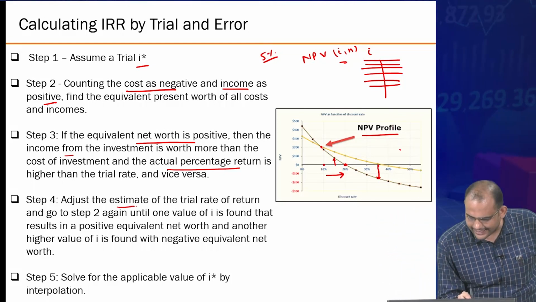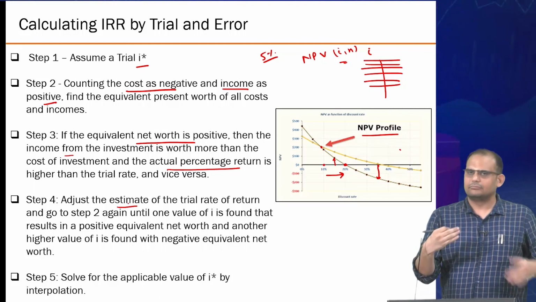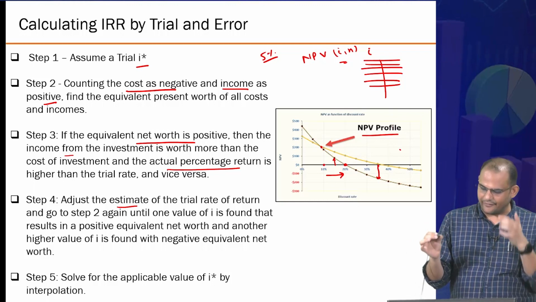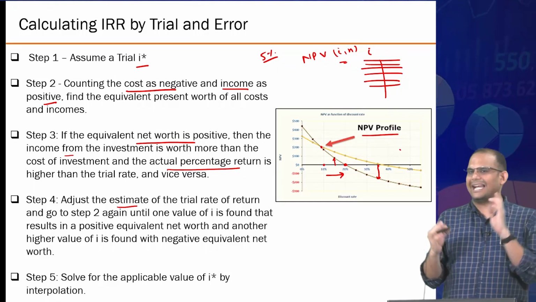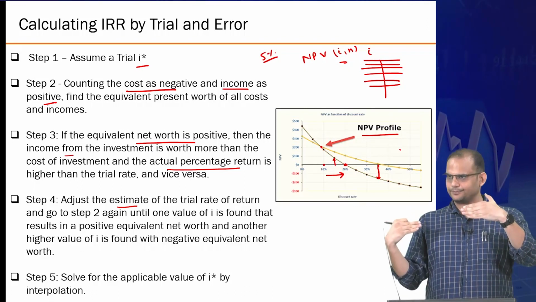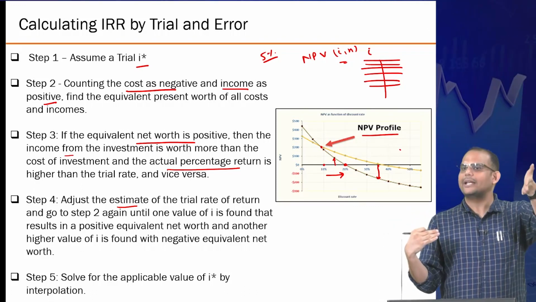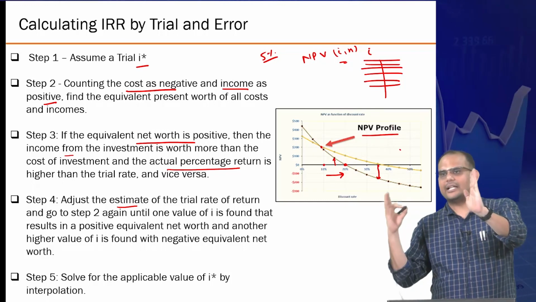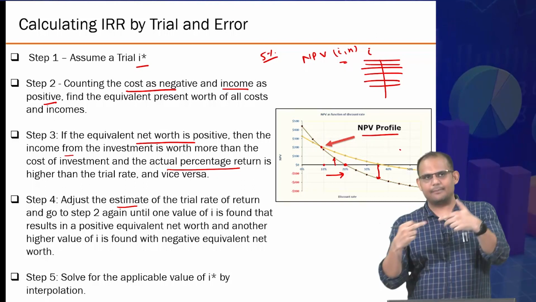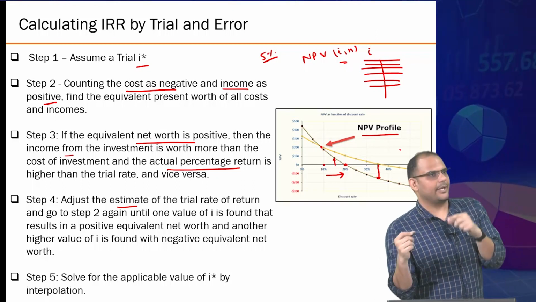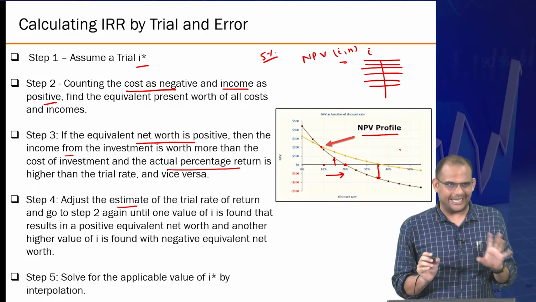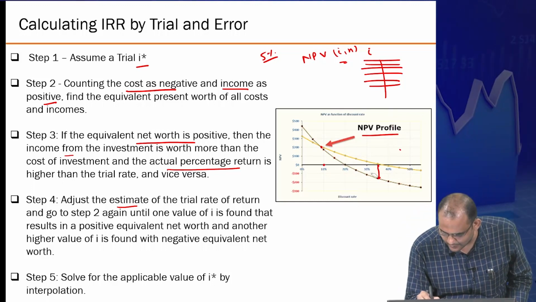Then you need to adjust the estimate of trial rate of return. Go to step 2 again, such that you need to do this kind of analysis until you have found at least 2 values of NPV which are either side of 0: at least one NPV which is positive and at least one NPV which is negative. Then the solution must lie in between the two, and that you can estimate using linear interpolation. Right? Making sense? So let's look at an example.